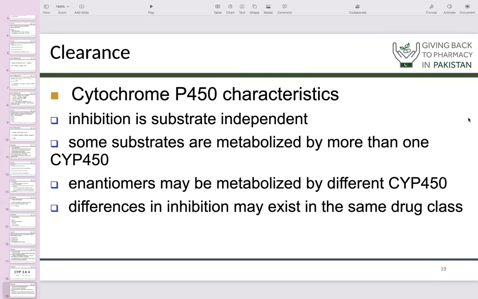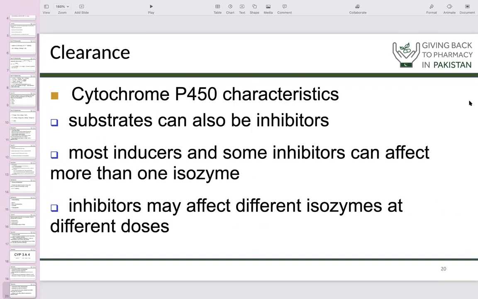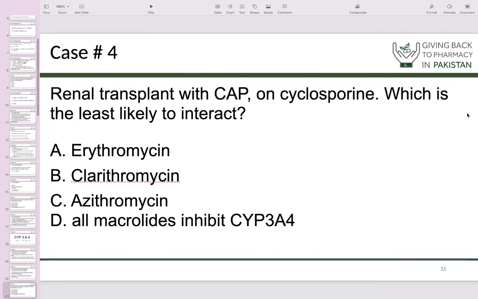Each of these drugs has a different pathway, sometimes more than one. One is predominantly metabolized by one enzyme, and the other one is predominantly metabolized by another enzyme. And the same is the example in the question which we asked, macrolides. One is metabolized to a lesser extent. So this is what we discussed. Okay.